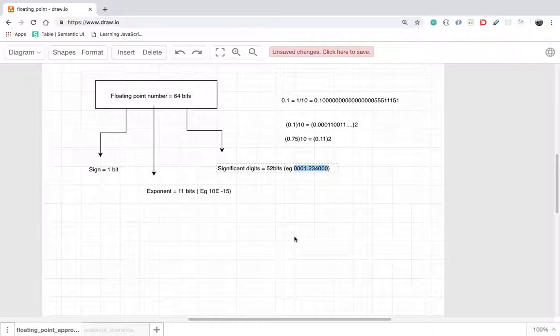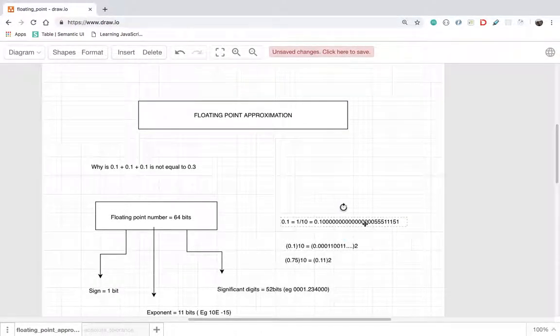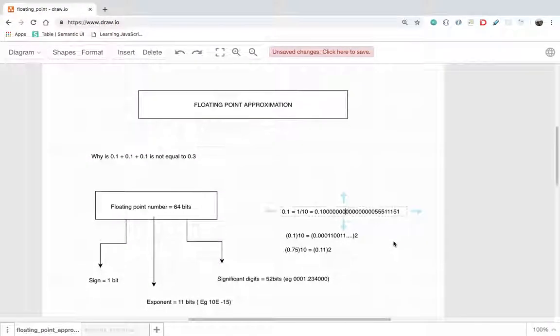Okay. Some numbers cannot be represented using a finite number of terms. Numbers in a computer are represented using bits, not decimal digits. 0.1 is equal to 1 by 10. If you convert this to binary format, we get 0.0001111 and so on in base 2 format. When we expand this to a fraction and calculate, you end up with a value 0.1 and so on, and in the 17th decimal place you get a change, and that is 5, 555, 111, 51, and so on.